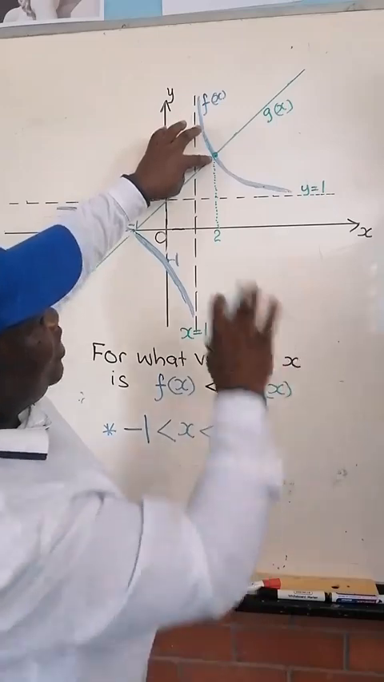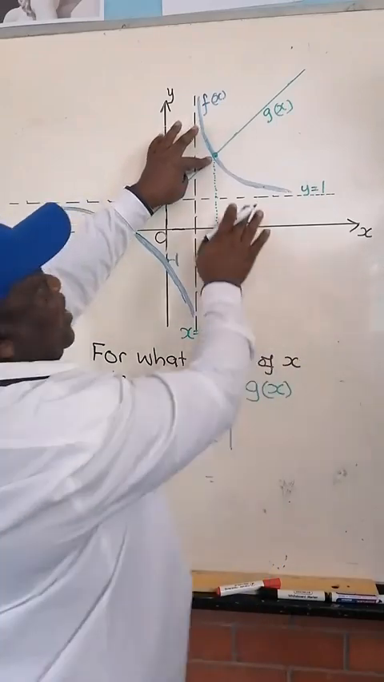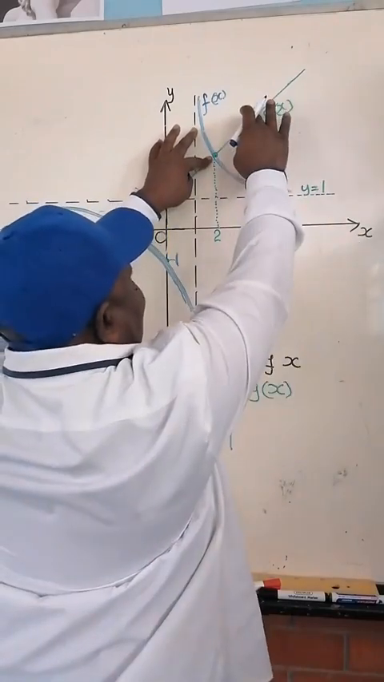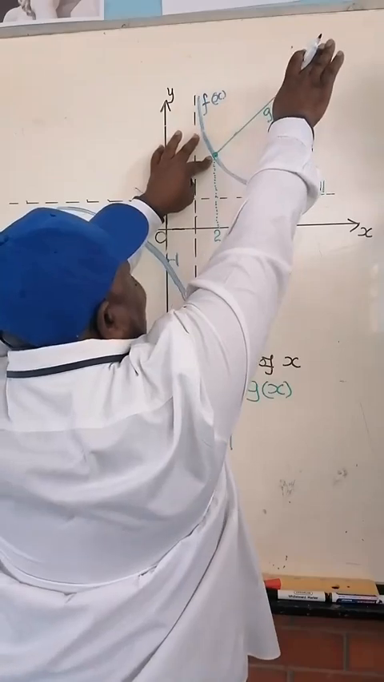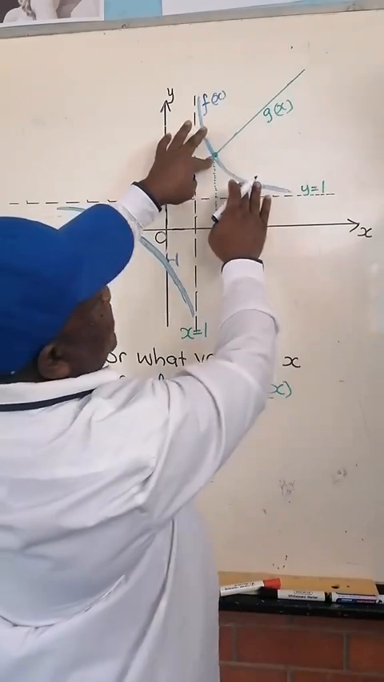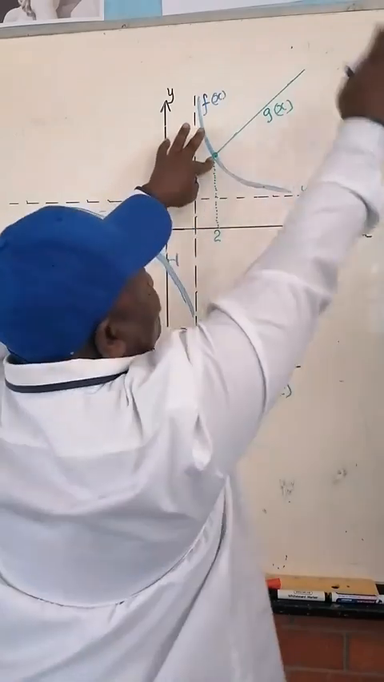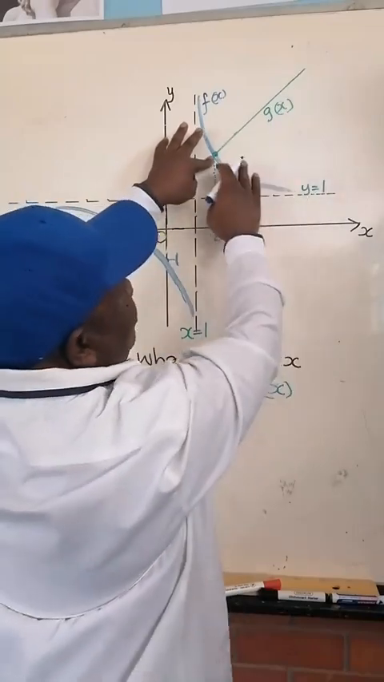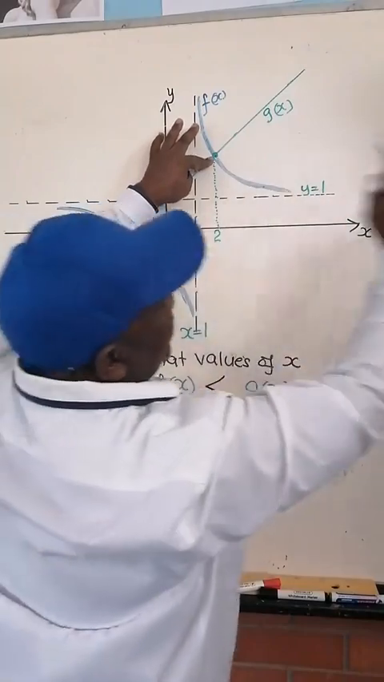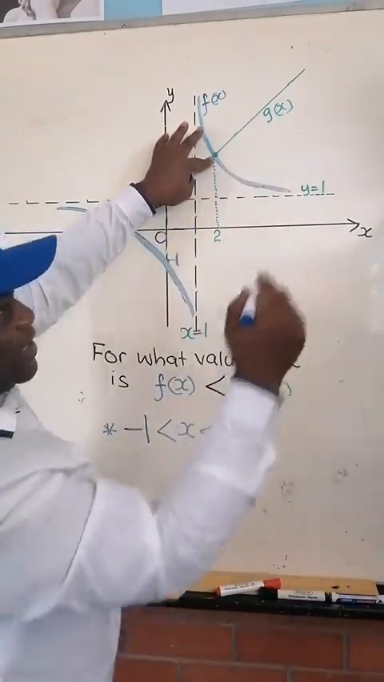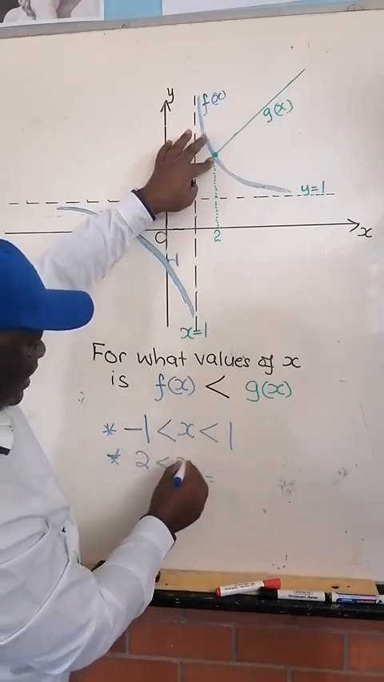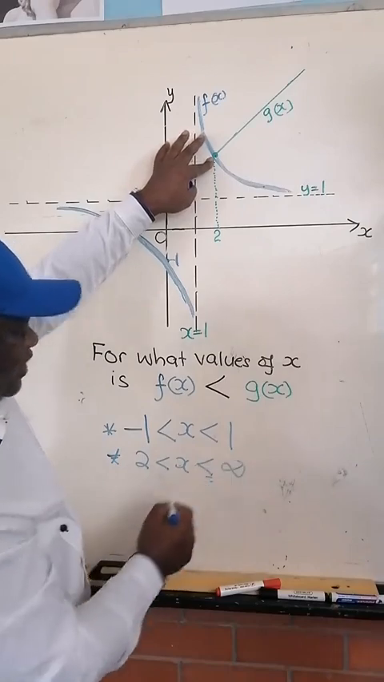So from 2 going on, I observe that forever this shall be below the green, because this graph is going, it will never come back, because the straight line does not have a turning point. But this one also will go, it won't go up and meet there, so it shall remain below the green graph from 2 going upwards. So the other section that I will take there is 2 is less than x, which is less than infinity.